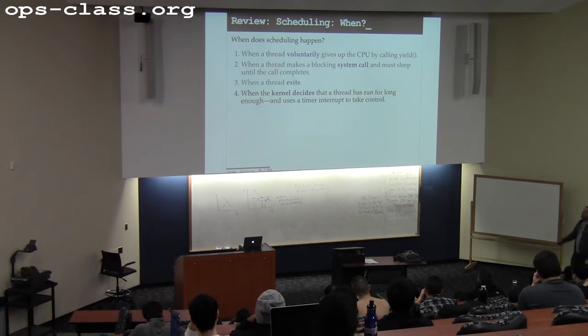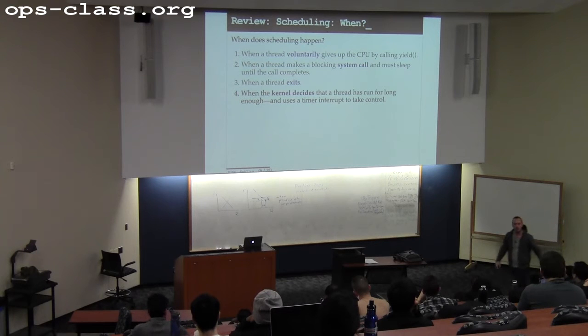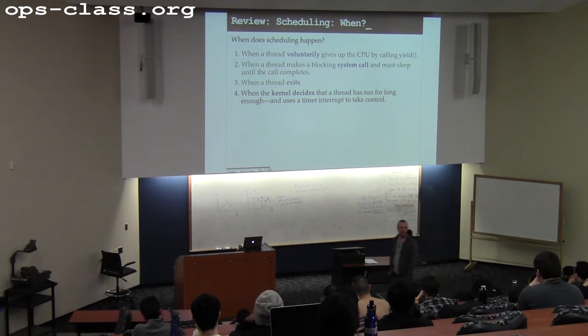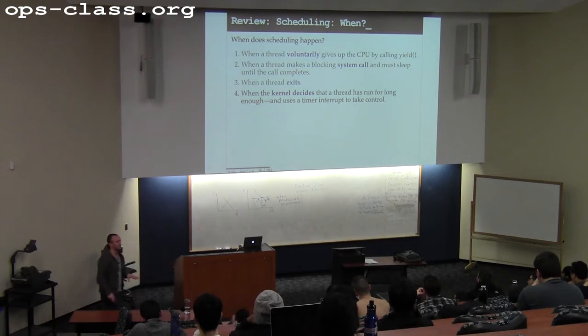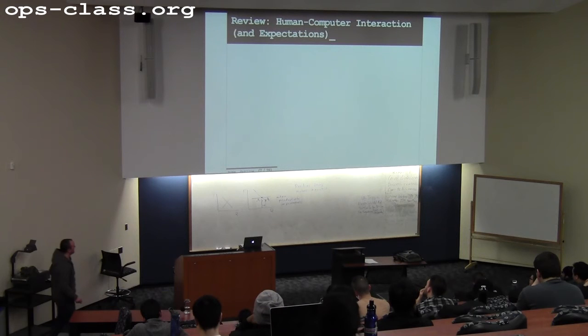Okay. Technically, the last one you can expand a little bit. Any time there's an interrupt that gets processed, in theory, the kernel is running, and the kernel could decide that whatever thread was running when the interrupt fired has run long enough. Most hardware interrupts are used to trigger the scheduler, but I could be wrong. On your system, they're triggered by the timer. Okay.